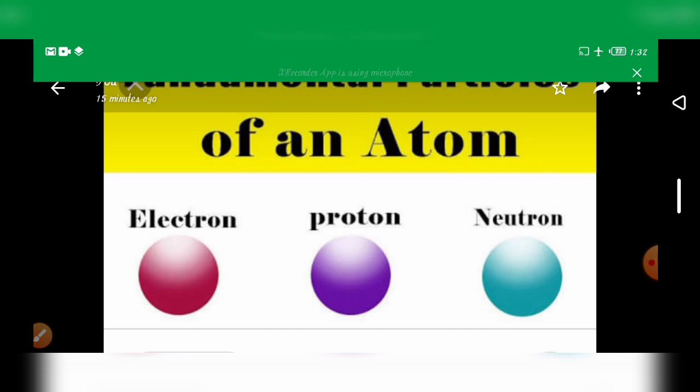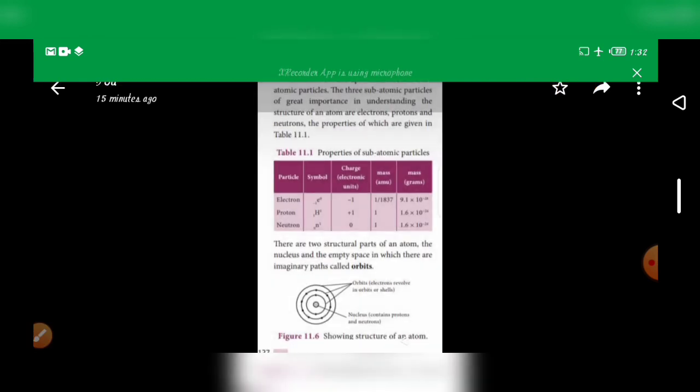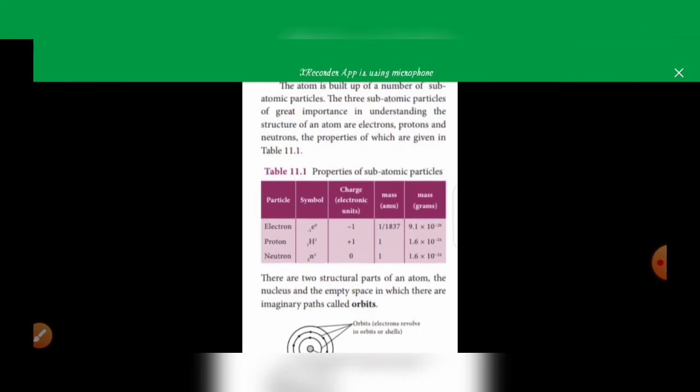See here, electron, proton and neutron. You know very well the atom is built up of a number of subatomic particles. There are three subatomic particles of great importance in understanding the structure of an atom: electrons, protons and neutrons. For the properties of these particles, first of all we must know the symbol, charges, and mass in AMU and the mass in gram also.